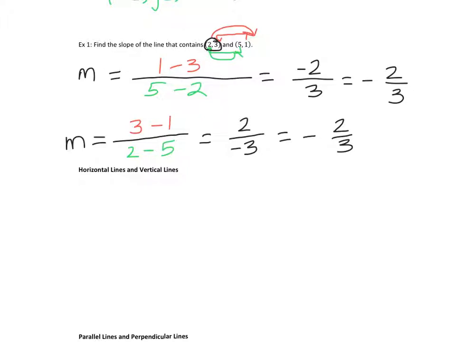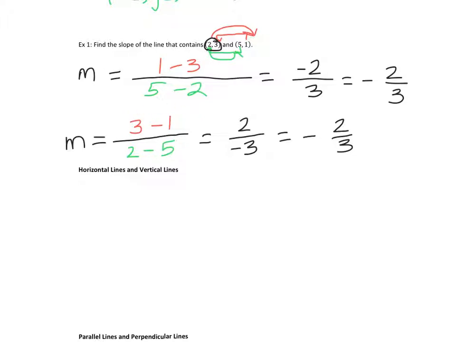The only thing we wouldn't want to do is combine them. So for instance, if you did 3 minus 1 divided by 5 minus 2, it would be incorrect. You would actually get 2 over 3. You would get positive 2/3, and the answer is negative 2/3. So we have to keep it consistent.